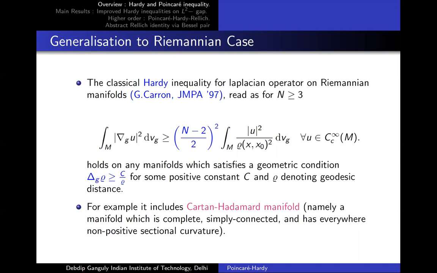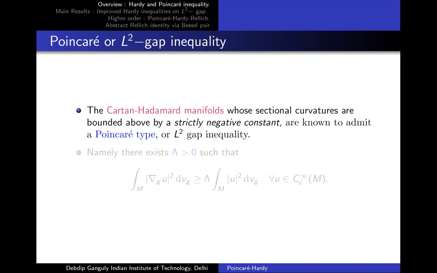Next, with a little bit more assumption on the manifold, let us consider a Hadamard manifold, but instead of allowing the curvature to go to 0, let us assume the sectional curvatures are bounded above by a strictly negative constant. That is, K is less than or equal to minus c, and c I'm not allowing to go to 0. If the Hadamard manifold has curvature bounded above by a strictly negative constant, then there is another very important inequality that is satisfied. It is called the L2 gap inequality, or a Poincaré type inequality.